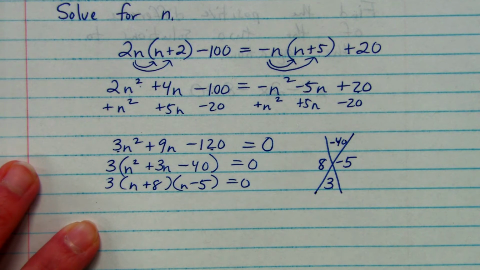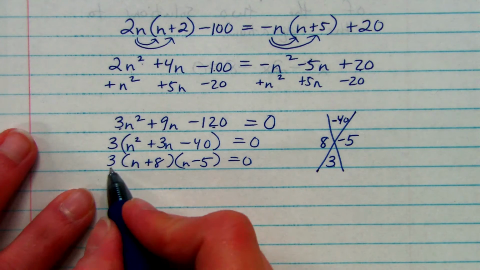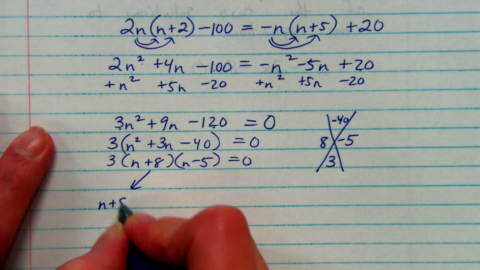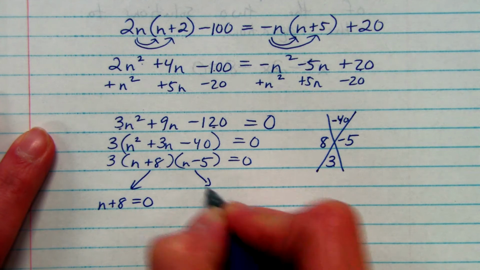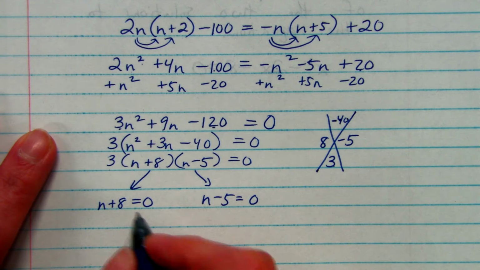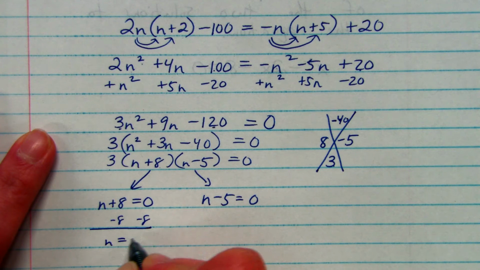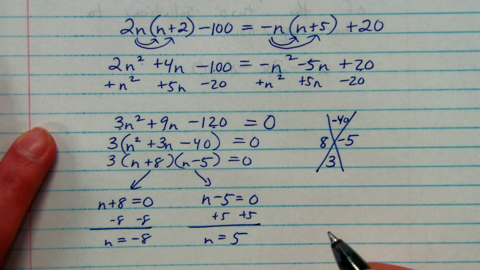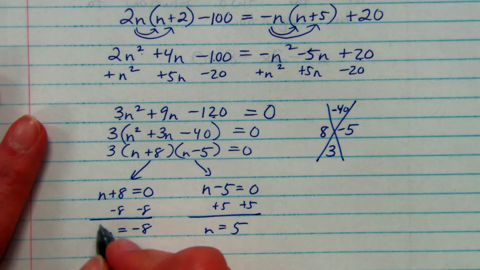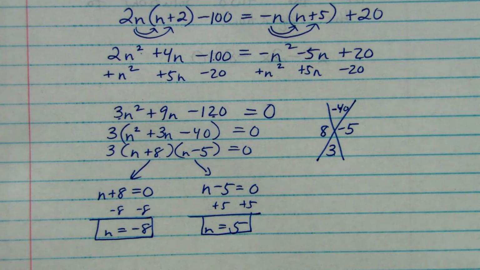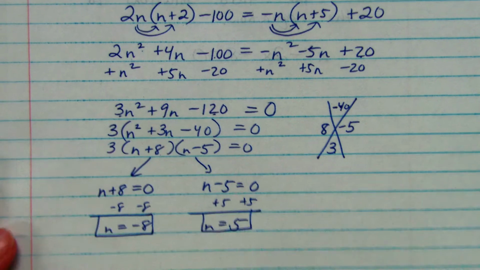And how this helps us is using the zero product property. 3 times this number is 0, which means something in here has to equal 0. So we take n plus 8, make it equal to 0, and n minus 5, make it equal to 0. If we subtract 8 here, we'll get negative 8. If you add 5 here, you get n equals 5. So if they were asking you for the solutions or for one of the solutions, this is what you would get. Now on the actual test question, it asks you for the positive difference between the two answers.